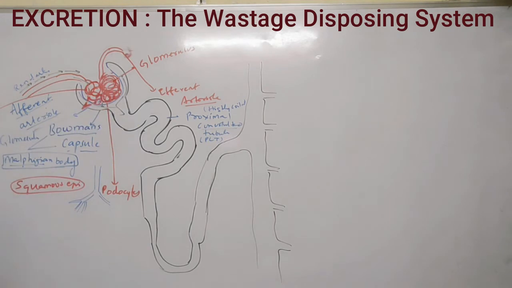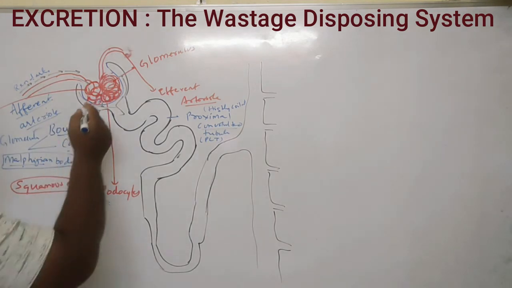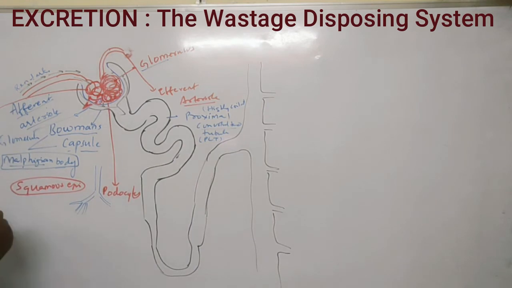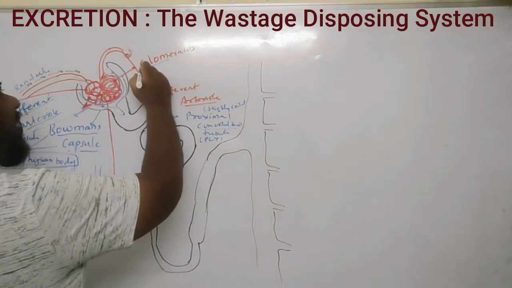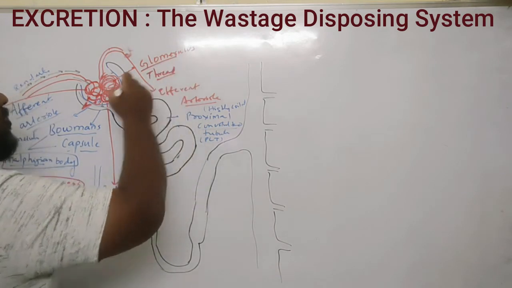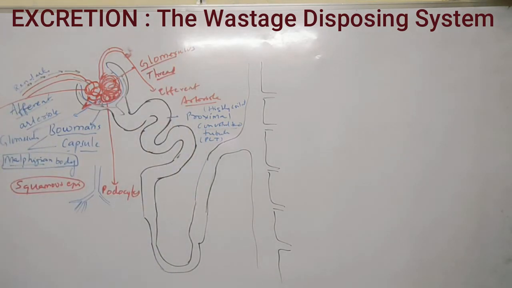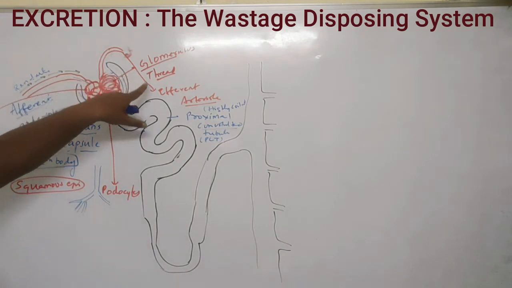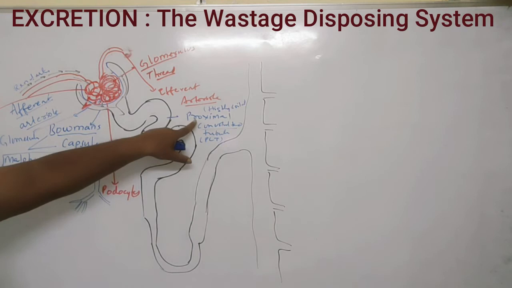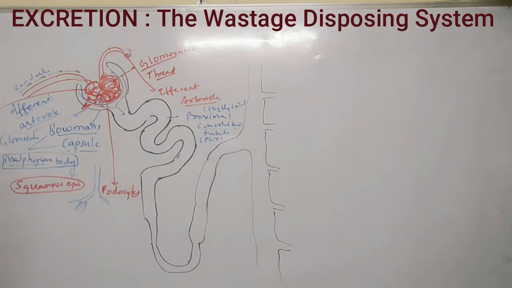Okay, children, right? So here we also see the glomerulus, right? Glomerulus, actually it is a Latin word. It is derived from a Latin word. Glomer means thread. The meaning of glomer is thread. Okay, so now this part which is absolutely coiled is called the proximal convoluted tubule.